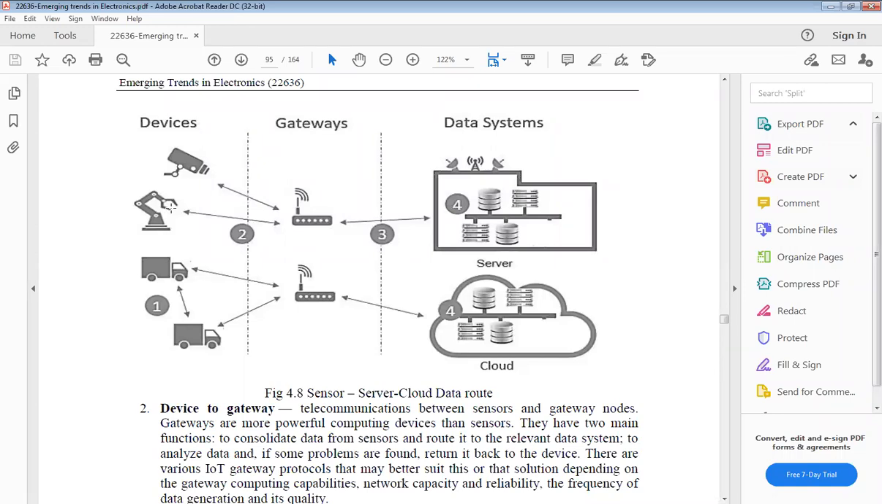And device to device routing means camera and robot will be in coordination or synchronization with each other. Data is not given to gateway. Direct communication between device to device is taking place, and then work is done. But in that condition, the data system does not keep the log of the things that are happening. Okay, so this is your device to device and device to gateway data routing.